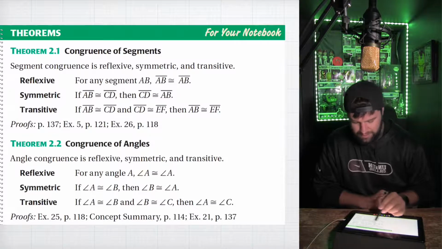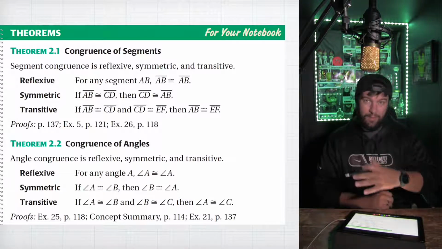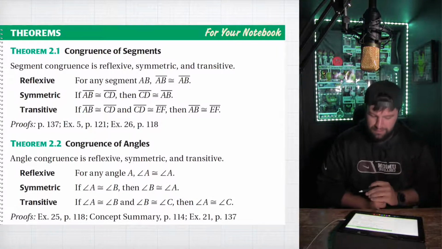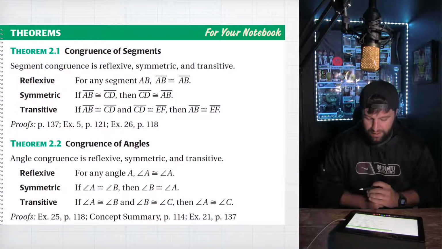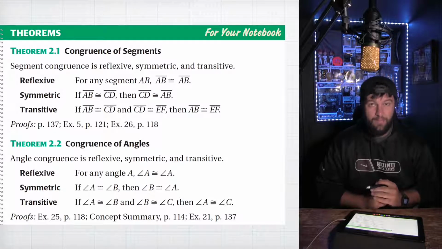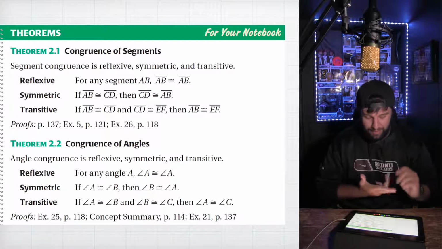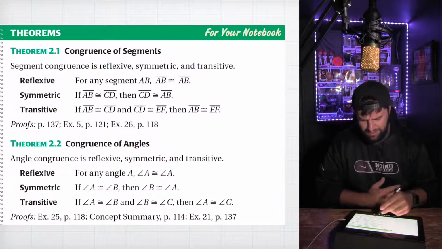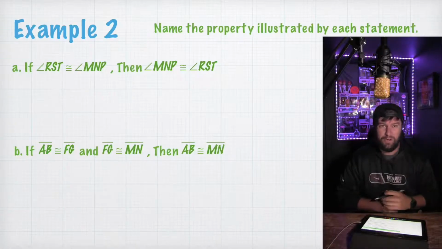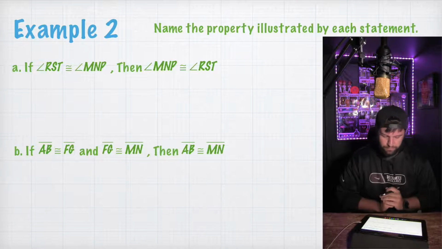It's like the law of syllogism. Remember that? We learned about it a while back. I'm going to keep saying it probably. Transitive property. And the same goes for congruence of angles. So angles can be reflexive, symmetric, or transitive also. I'm not going to read all that again. It's pretty basic. Make sure you put it in your notes, and let's keep going.